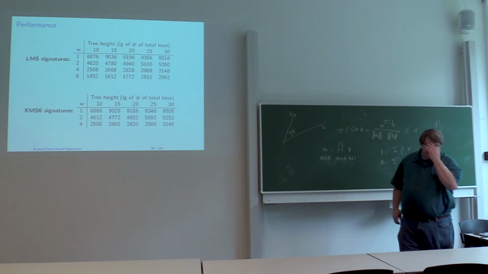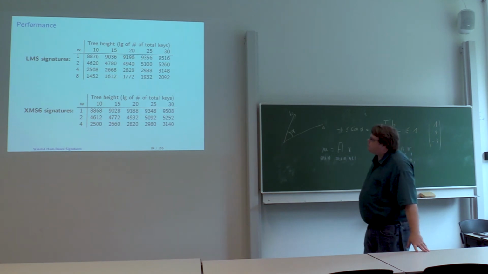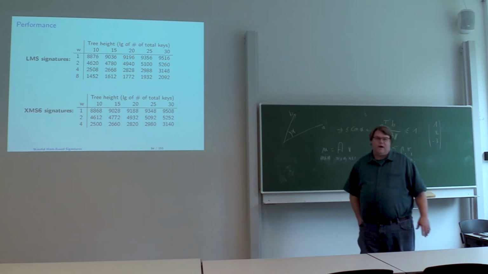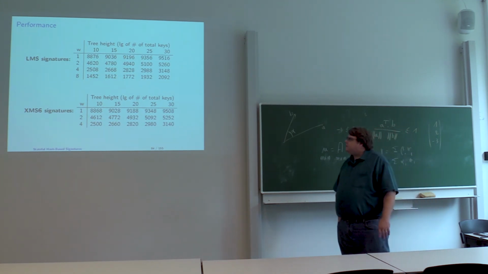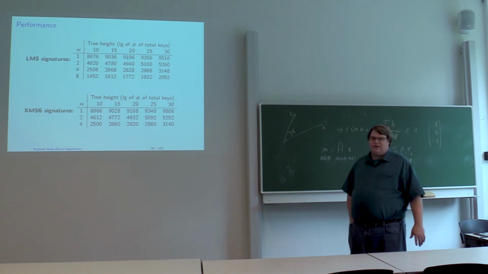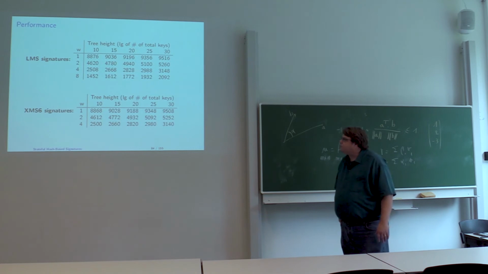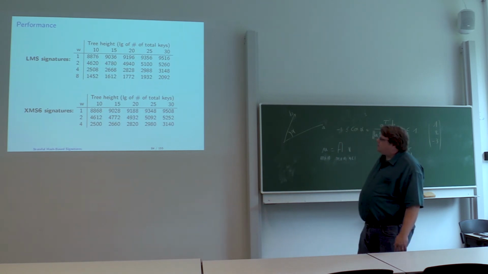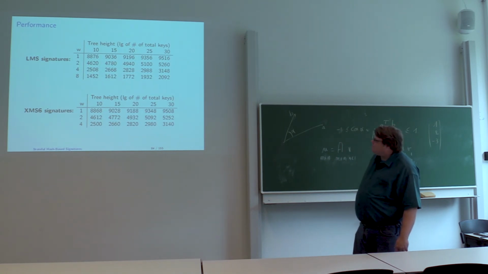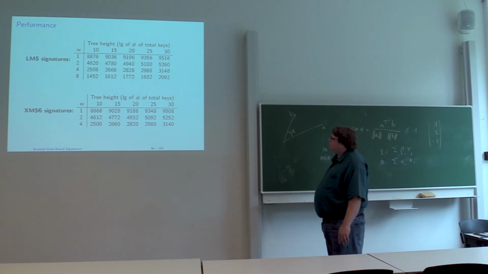So this is what the performance looks like in terms of size. Actually, in terms of speed, these things are quite fast. If you have really large trees, sometimes the key generation is a little slow, but the actual signing and verifying is very fast for these. Okay. So you can see these are very similar sizes.